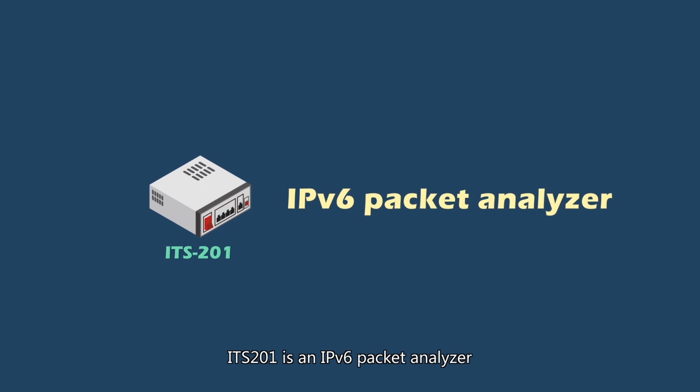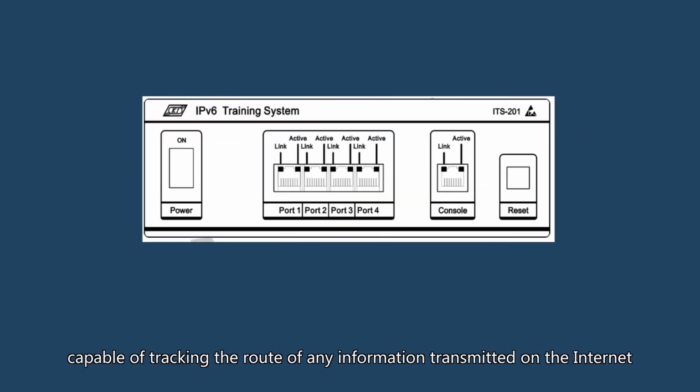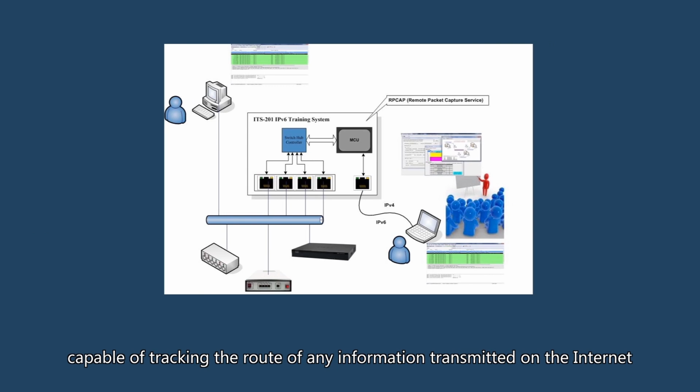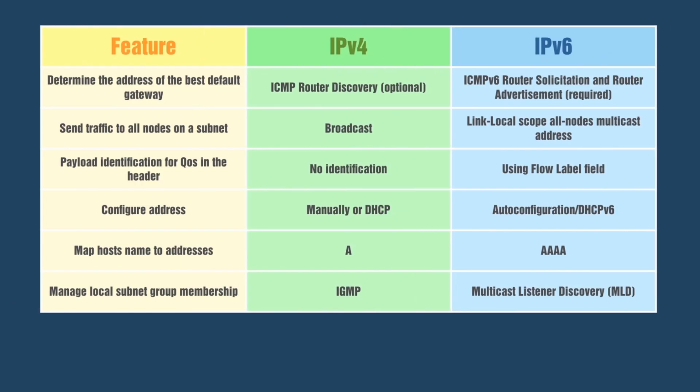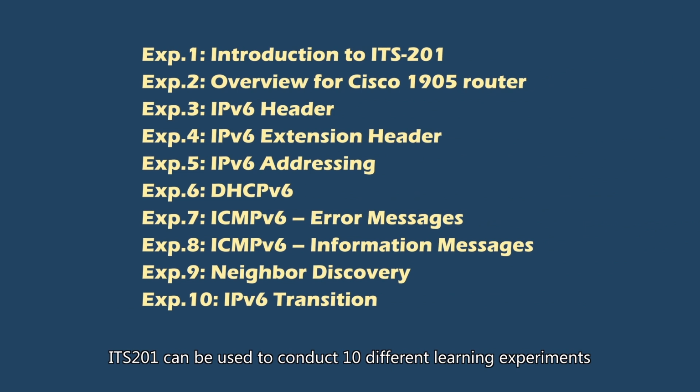ITS-201 is an IPv6 packet analyzer capable of tracking the route of any information transmitted on the Internet. ITS-201 can be used to conduct 10 different learning experiments.